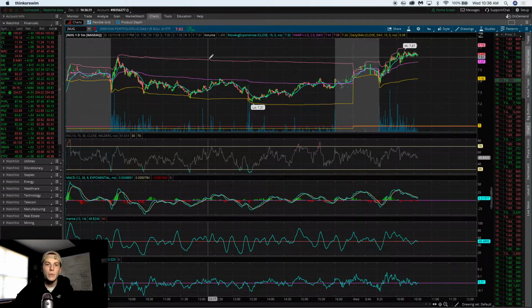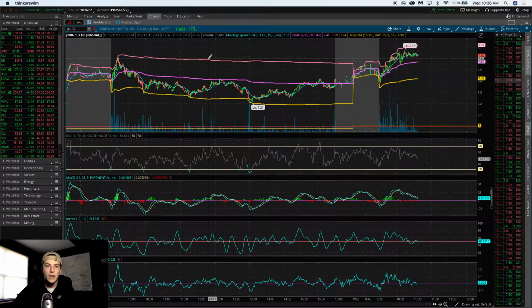So you can see, the VWAP is these three lines. You see when I hover over that top line, that pink line right there, all three of those lines highlight. That's because all three of those lines are the VWAP overall.